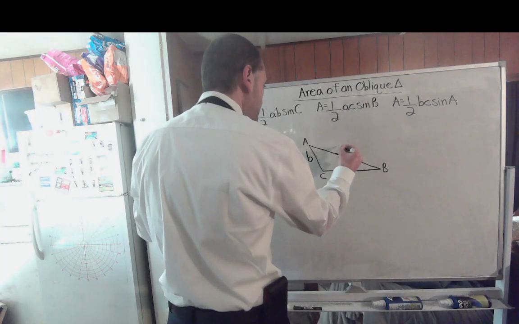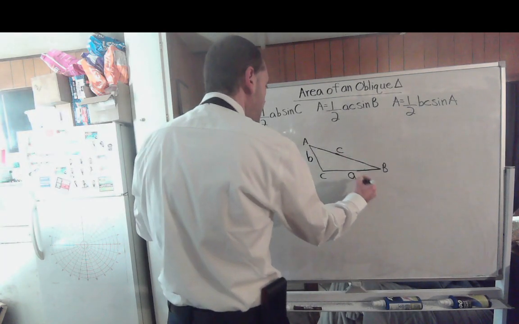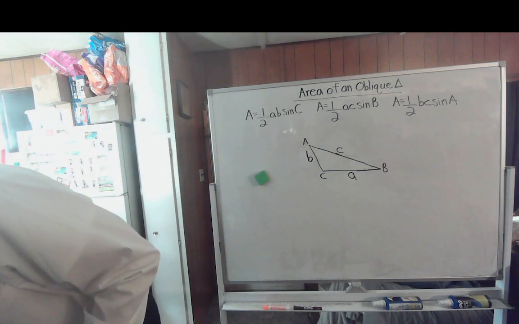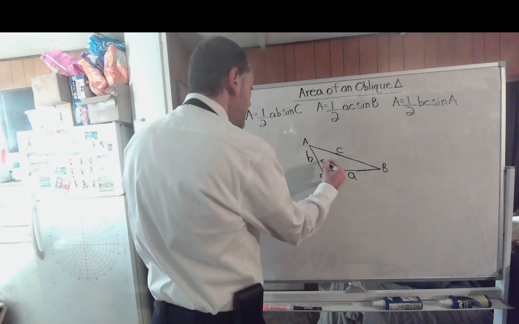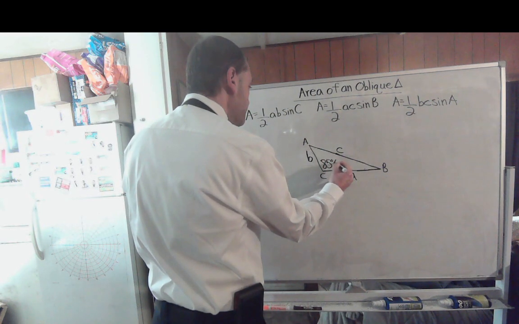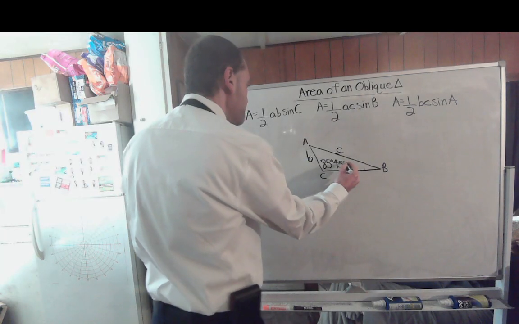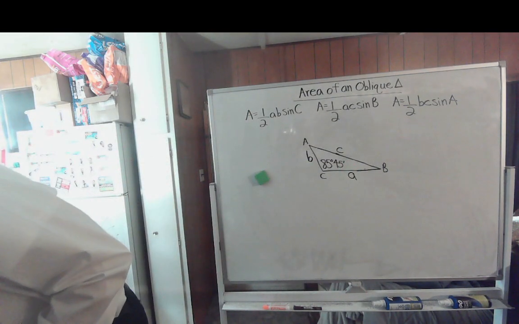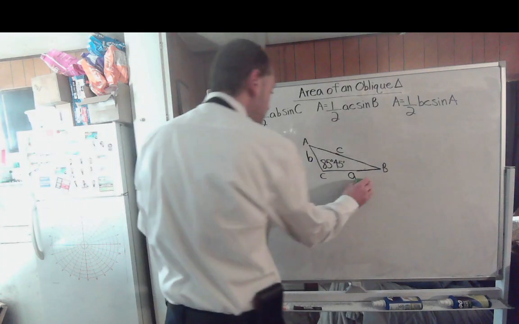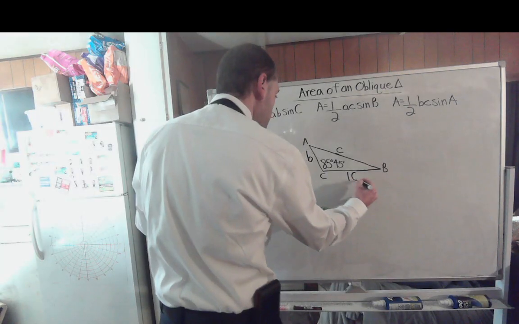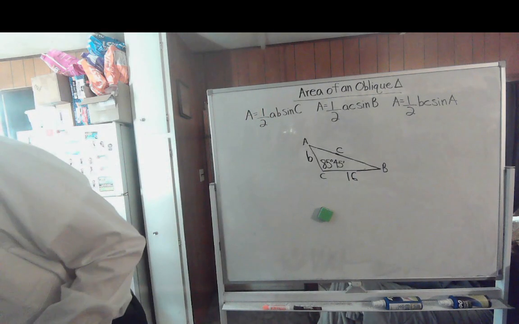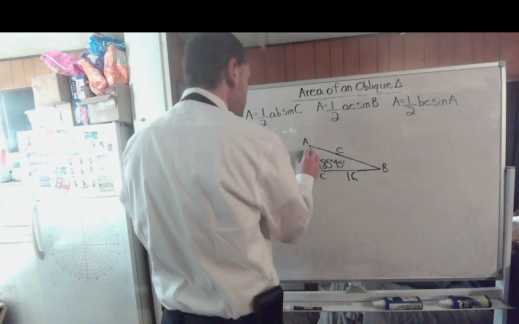Okay, that's side C, this is side A. Alright, let's fill in the information. Angle C is going to be 85 degrees and 45 minutes. Side A has a length of 16. Let's see what B is. B has a length of 20.